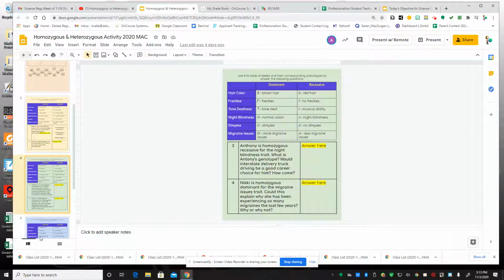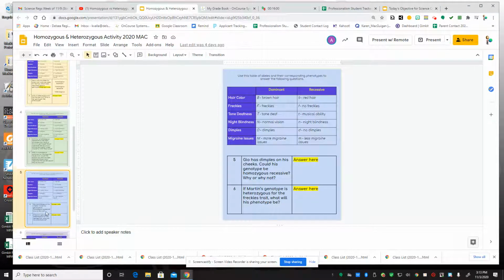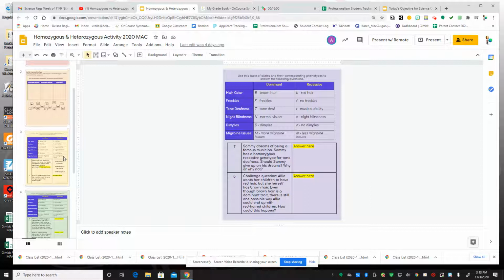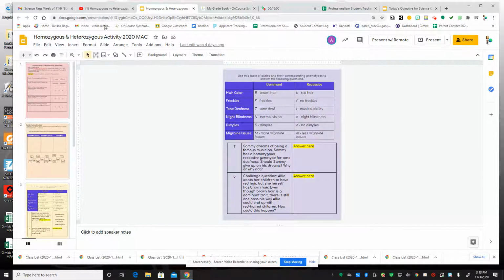3, 4 is on the green, 5, 6 is on the blue, and then 7, 8 is on the purple. Again, so you're going to be just progressing through class today, answering those questions.